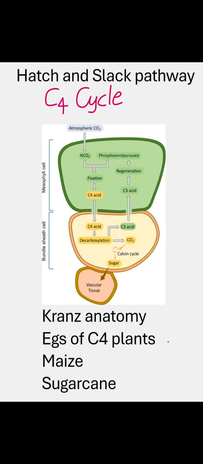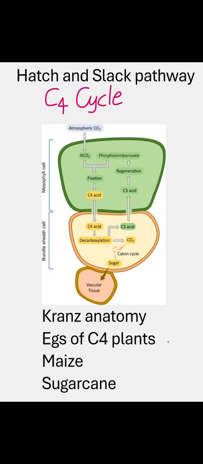The fixation of carbon dioxide in mesophyll cells is facilitated by the enzyme PEP carboxylase, which is phosphoenol pyruvate carboxylase. The major difference between Rubisco and phosphoenol pyruvate carboxylase is that PEP carboxylase fixes carbon dioxide even at very low concentration, whereas Rubisco would fix carbon dioxide only at higher concentration. In mesophyll cells, PEP carboxylase is present, whereas Rubisco is absent. The same way, in bundle sheath, Rubisco is present and PEP carboxylase is absent.